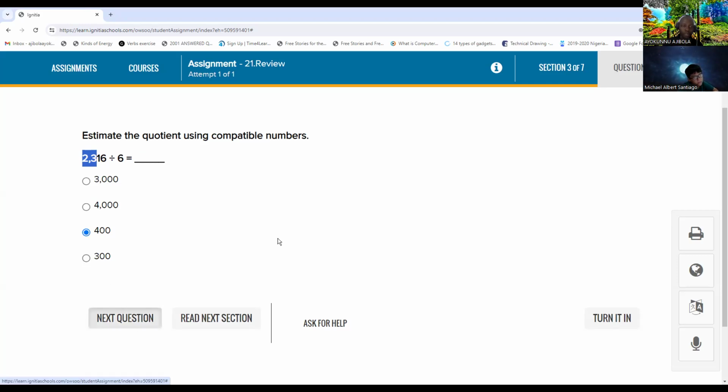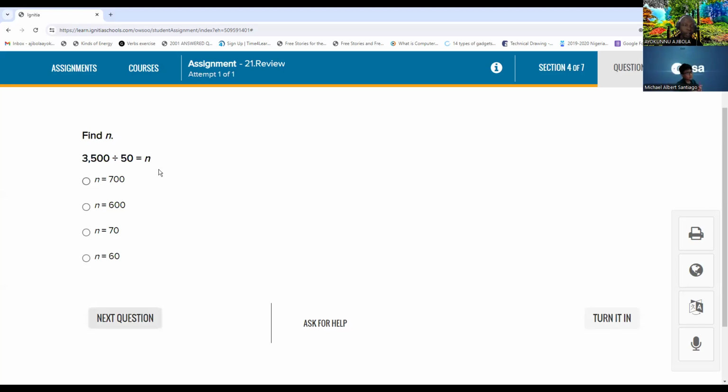So next question. Find n. What is n? Miggy, concentrate. What is n? 70. Okay, why? Because if you remove the 0 and 35 divided by 5 is 7, then you have 70. That's correct.